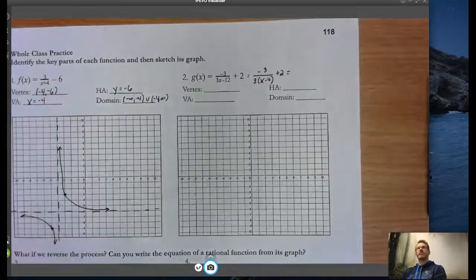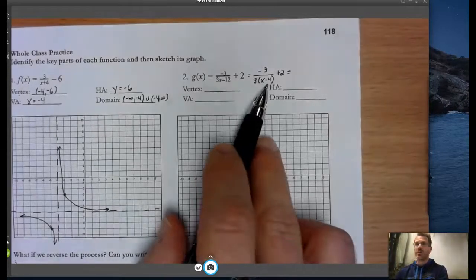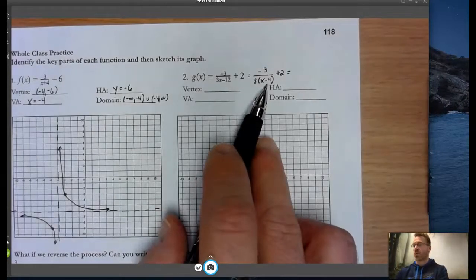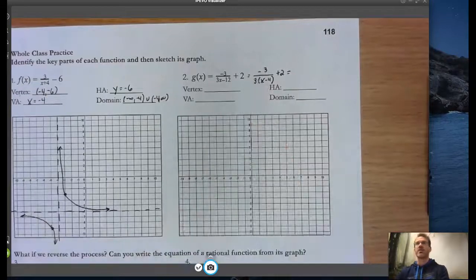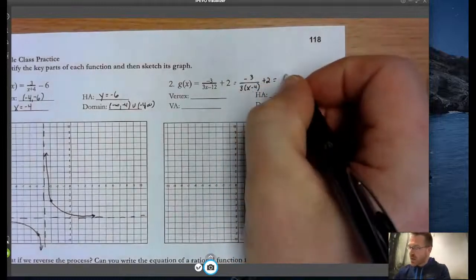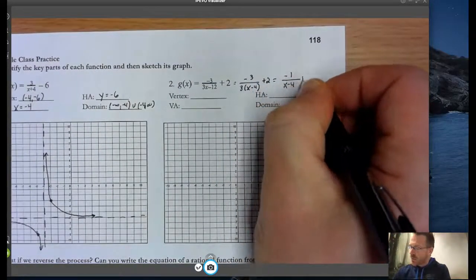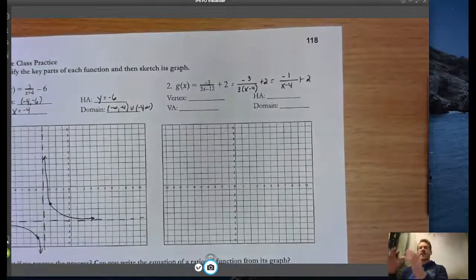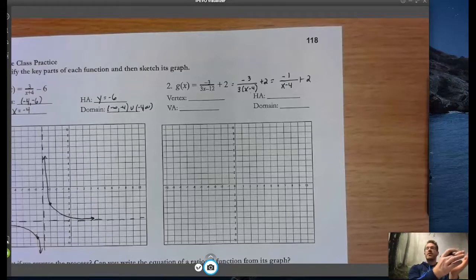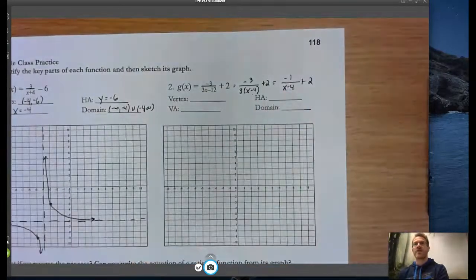Notice here's what I was talking about. I can see that my h value is 4. But I also get a common factor in the numerator and the denominator. So if I reduce that, I get -1 over x minus 4, plus 2. Factoring out that GCF does a couple of things. One, it could have an effect on the a value in the numerator. And two, it allows us to clearly see our h value here.